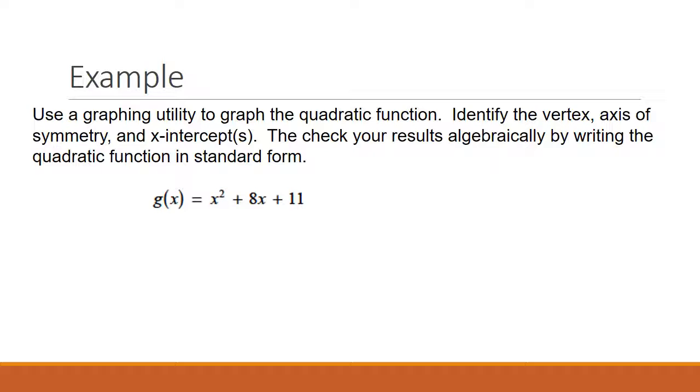Use a graphing utility to graph this quadratic function. You're going to identify the vertex, the axis of symmetry, and the x-intercepts, and we're going to write the quadratic function in standard form, which, again, the book calls standard form. It's generally called vertex form, y equals a times x minus h squared plus k. Pause the recording, give this a try, and resume to check your answer.